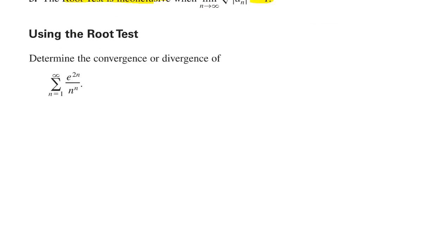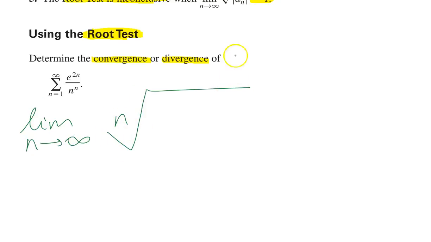Alright guys, using the root test, okay, determine the convergence or divergence of this series. Now, what tells you that the root test is the best one on this? The numerator has exponent in terms of n, the denominator has exponent in terms of n. When you take the nth root, those exponents disappear, those n's disappear. Alright, so let's go ahead and find the limit as n goes to infinity of the nth root of the absolute value of a_n, which is e to the 2n over n to the n.